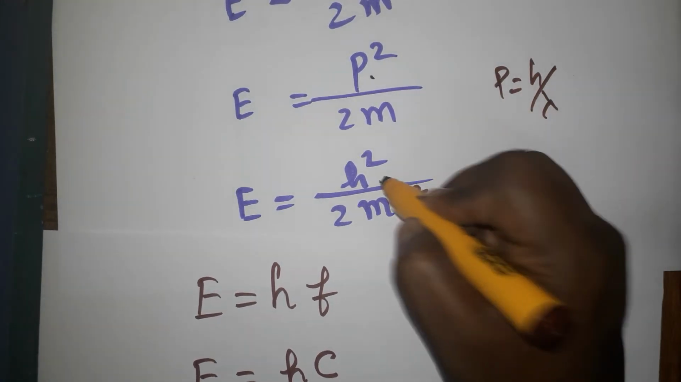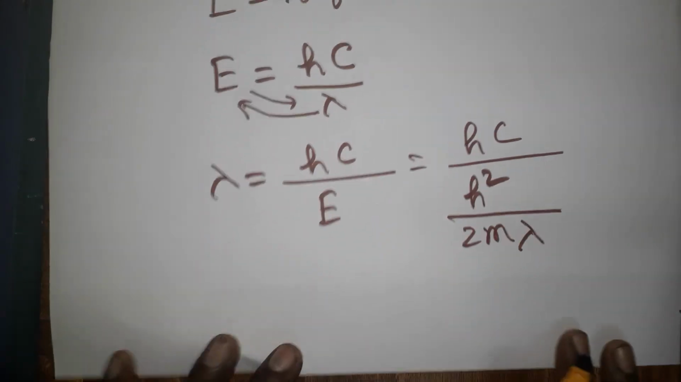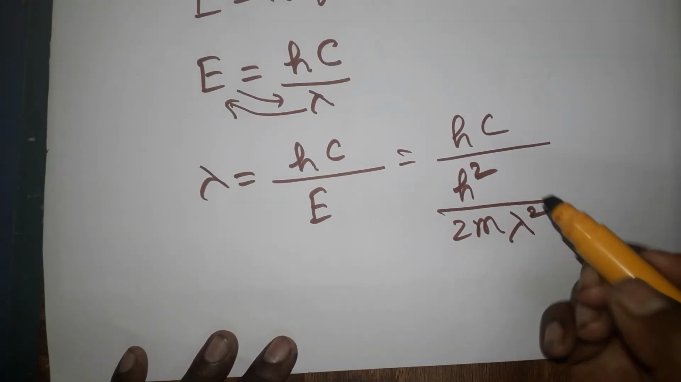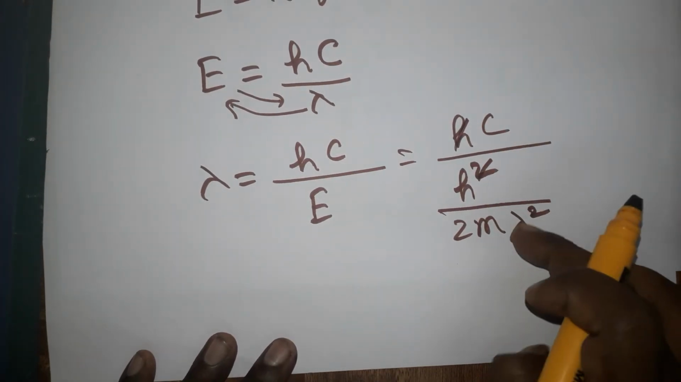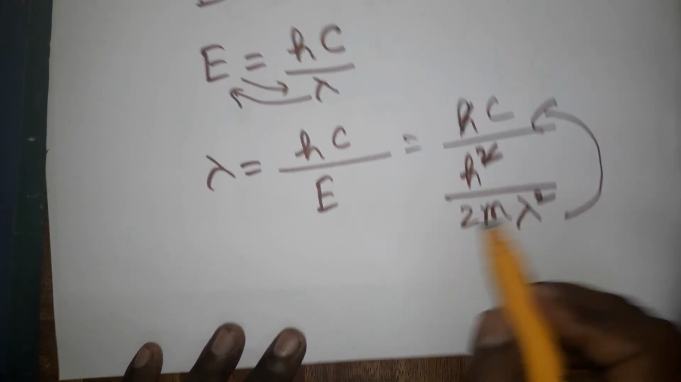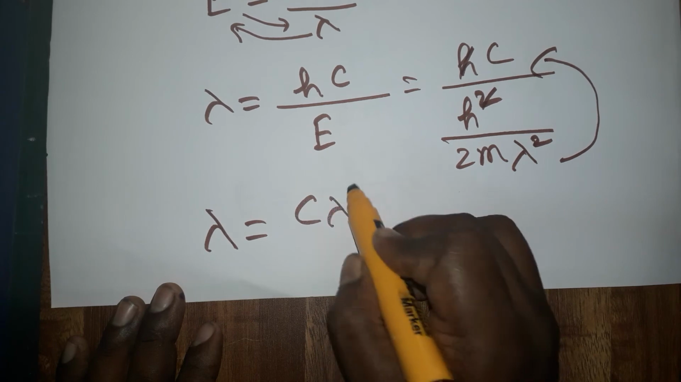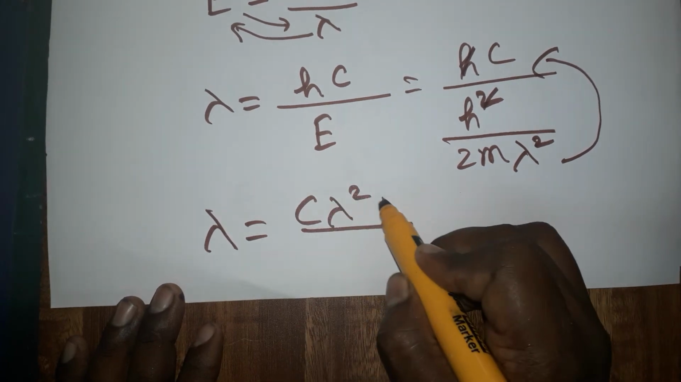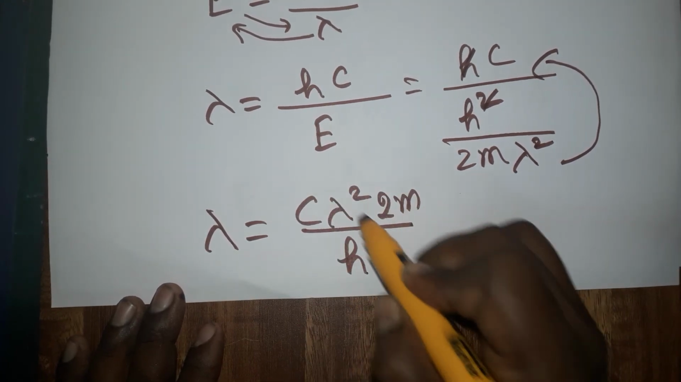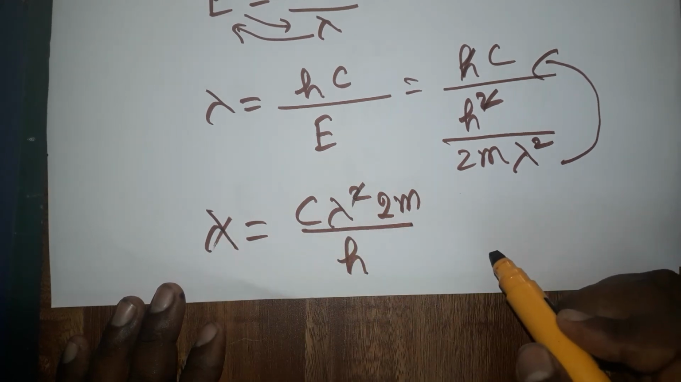So h square divided by lambda square, lambda square will be there. Now h square gets cancelled. The denominator goes directly into the numerator. So wavelength is equal to c lambda square into 2m divided by h.